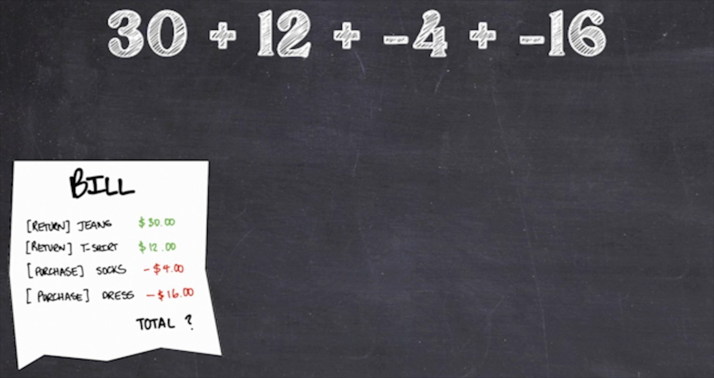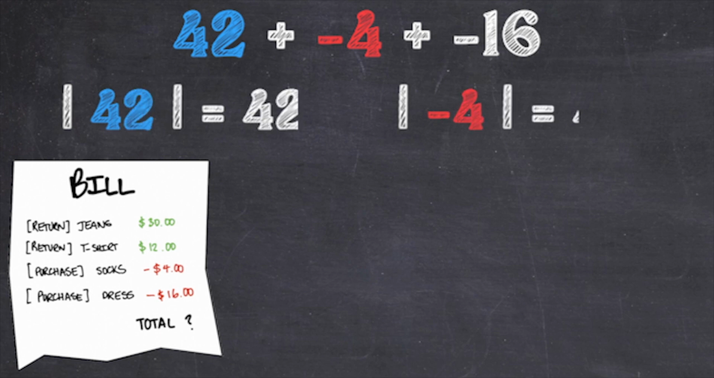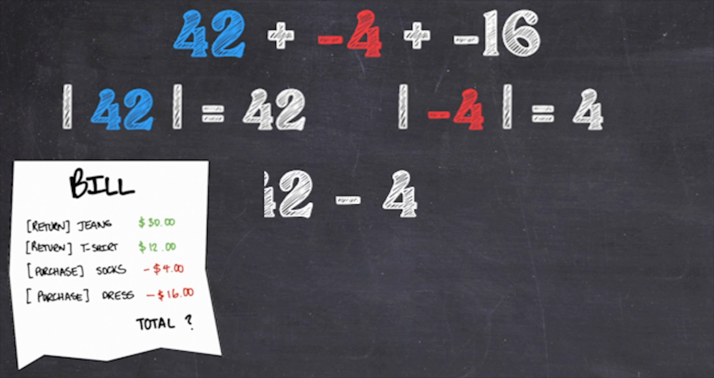Let's add from left to right, starting with 30 plus 12. We're adding two positive integers, so we get 42. Now adding 42 and -4, we see that we have opposite signs. 42 and -4 have absolute values 42 and 4, so positive 42 has the larger absolute value. Thus, 42 plus -4 will be positive. Subtracting the smaller absolute value, 4, from the larger absolute value, 42, gives us 38. Thus, 42 plus -4 is positive 38.